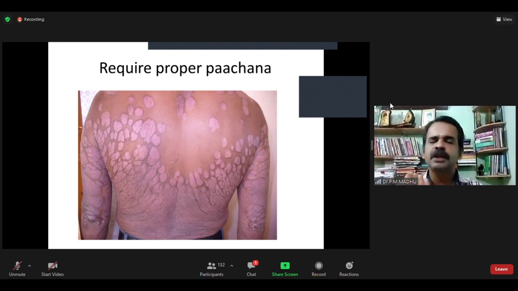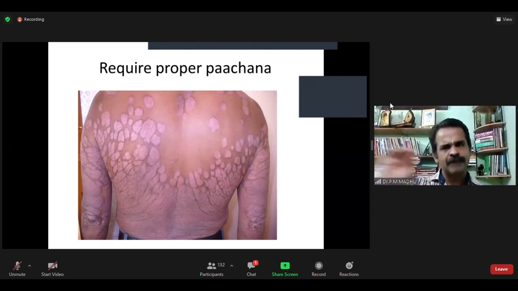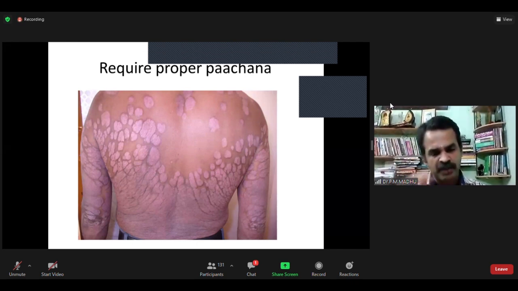Otherwise, if we give Amrutottaram Kashayam or Shaddharanam Gulika or Shaddharanam Churna, that will do amapachana at the level of koshta. To some level that will extend up to the level of rasa or rakta. But specifically, that patient needs amapachana at the level of rakta.